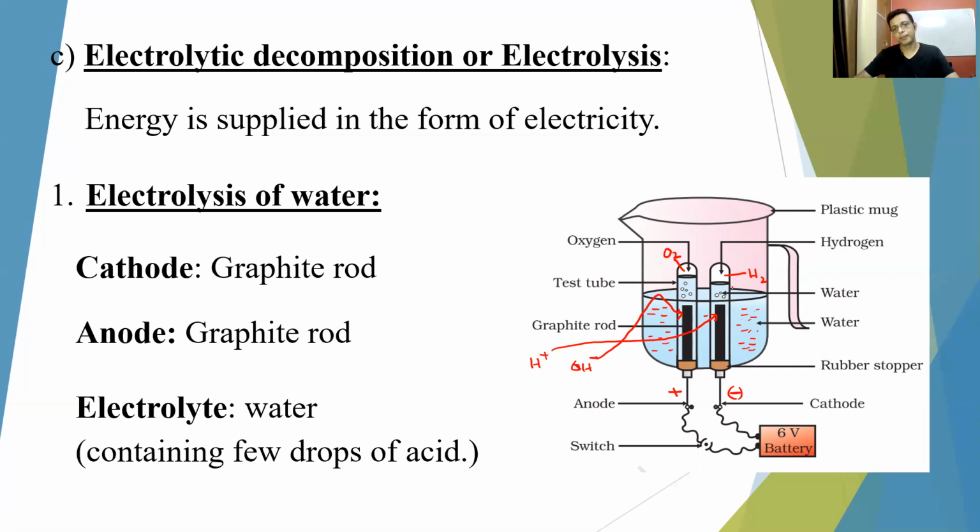Now see here, if you look at the volume, the volume of hydrogen is almost double, or it is double than that of oxygen. In the figure, it's not looking exactly double, but this volume is exactly double. The volume of oxygen is half that of hydrogen, and hydrogen is double that of oxygen. Why? We will get to that later, and it is a very common question asked about electrolysis of water.